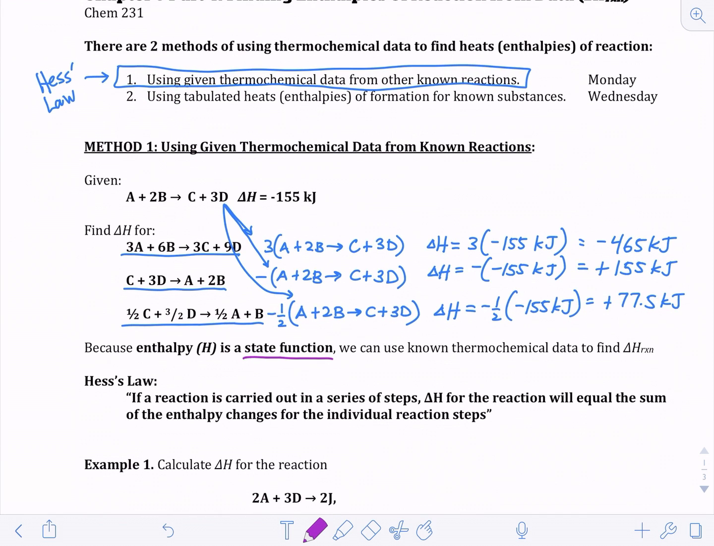Hess's law says if a reaction is carried out in a series of steps, then delta H for the reaction will equal the sum of the enthalpy changes for the individual reaction steps. Okay, so we're going to look at an unknown equation where we don't know the delta H, and we're going to try to build it from known thermochemical equations.